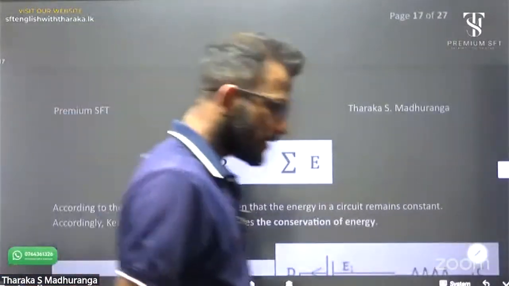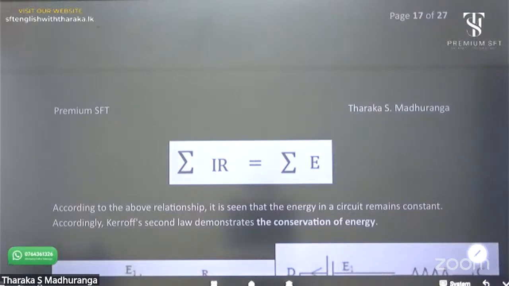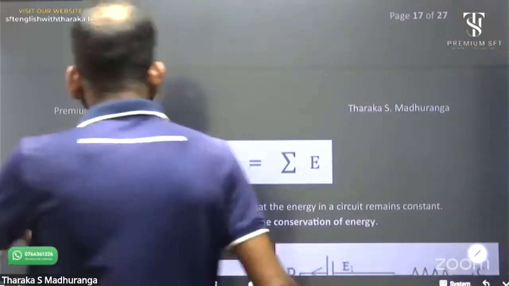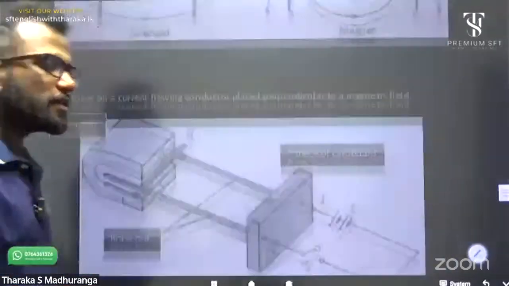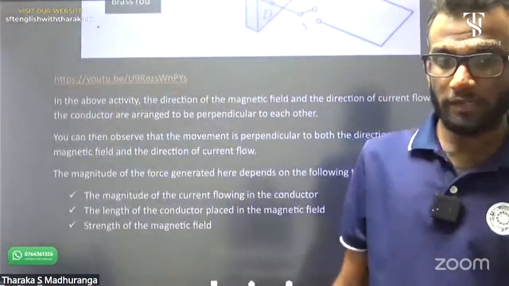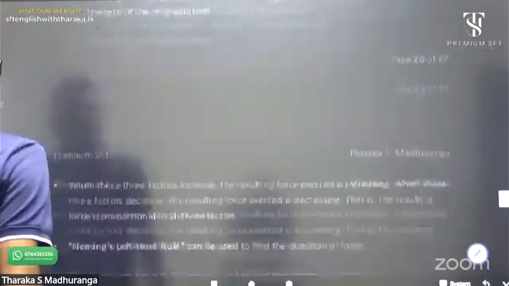Electromotive force, then Kirchhoff's laws we discussed last week, and the previous day we discussed Fleming's law. This is our final part of the lesson: transformers, and I hope to discuss electricity bill calculation today itself.